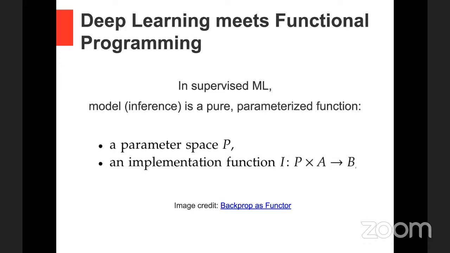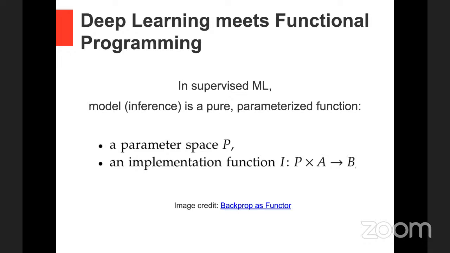So just a little bit of background here on machine learning and deep learning and how it intersects with functional programming. There's a great paper here that I credited at the bottom, but it says that in supervised machine learning, meaning in the context where we have a clear target and we have labels for that target so we can get an error on the output of our machine learning models, model inference, that is prediction or running the model forward, not the training phase, but just the inference phase, is a pure parameterized function with a parameter space, and it's the function that we see below.